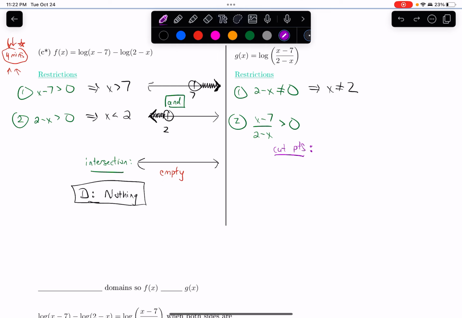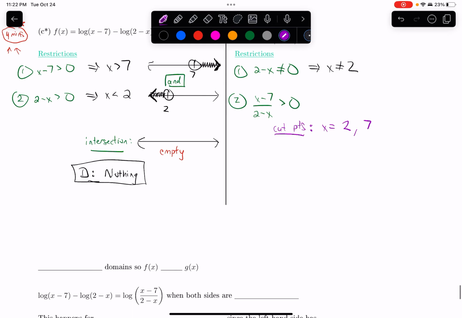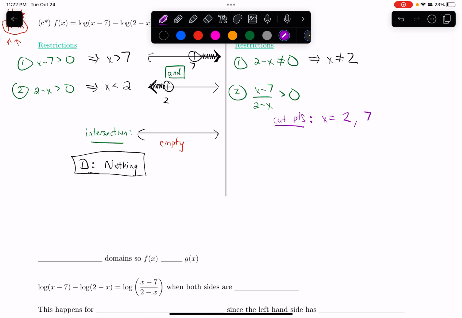So what are the cut points? Well, from the denominator, I get 2, because that's what makes the denominator be 0. That's my undefined cut point. And then I also need the things that make the numerator 0, which is 7. That'll make the whole function be equal to 0. Okay, and now I form a number line.